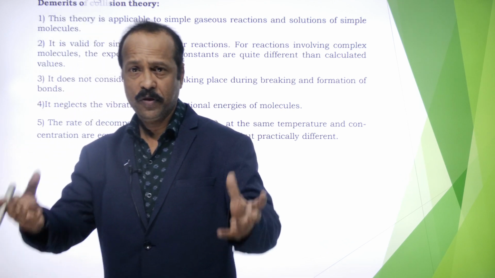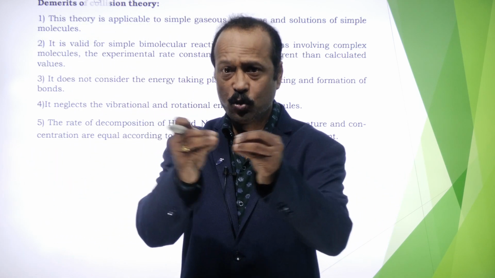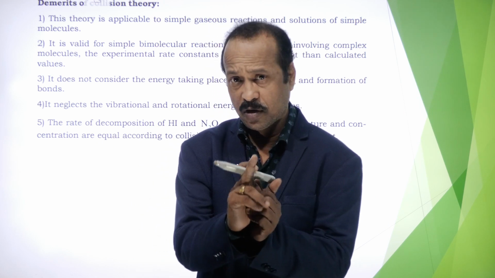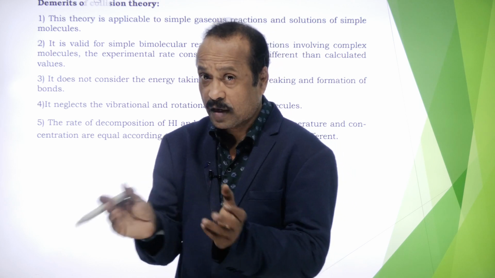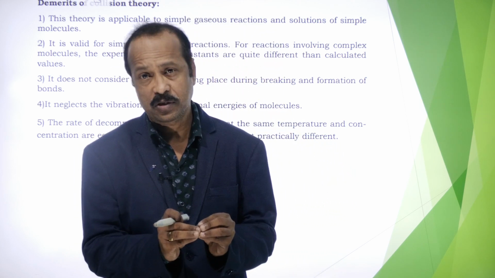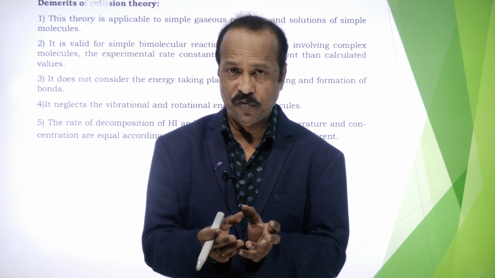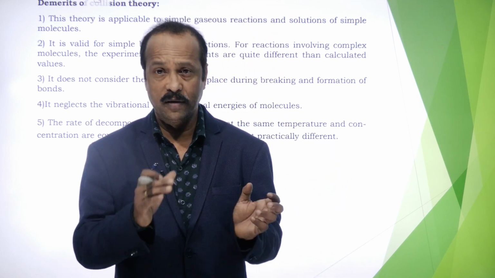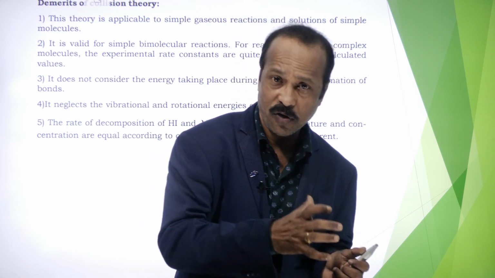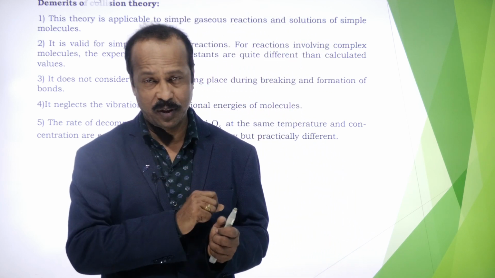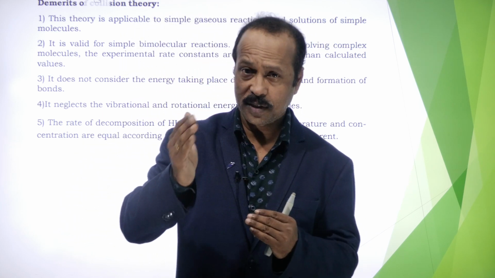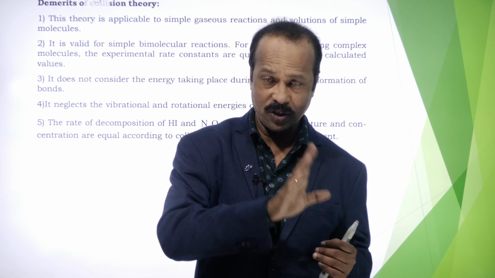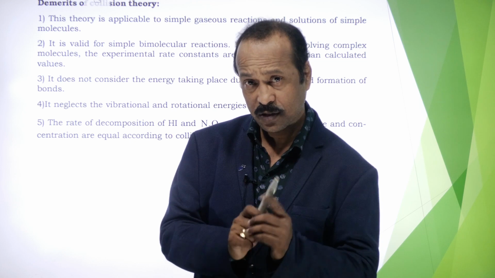Collision theory is what? The molecules of the reactants collide with each other to form the product. But all collisions are not fruitful or effective. Only a few collisions are fruitful, meaning effective collisions. To make effective collisions, they require a certain amount of energy, which is called the threshold energy. The energy gap between the threshold energy and their actual energy is called activation energy. These things we already learned.